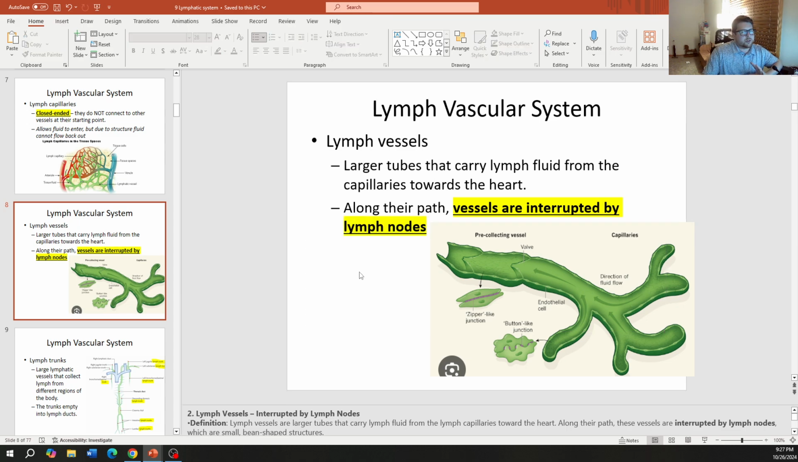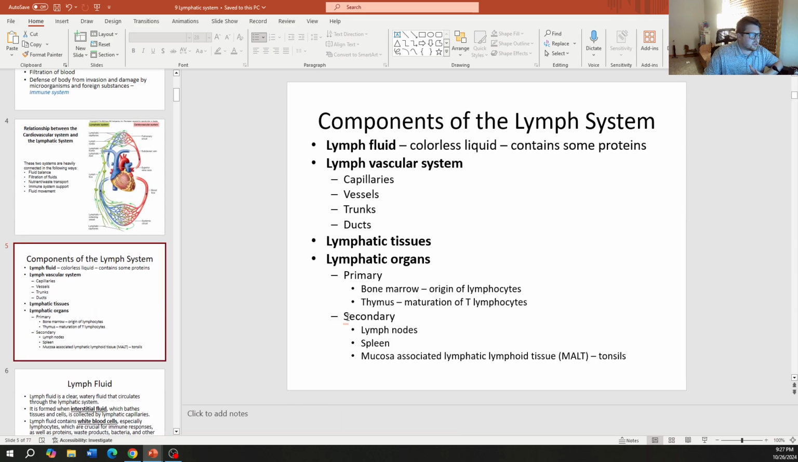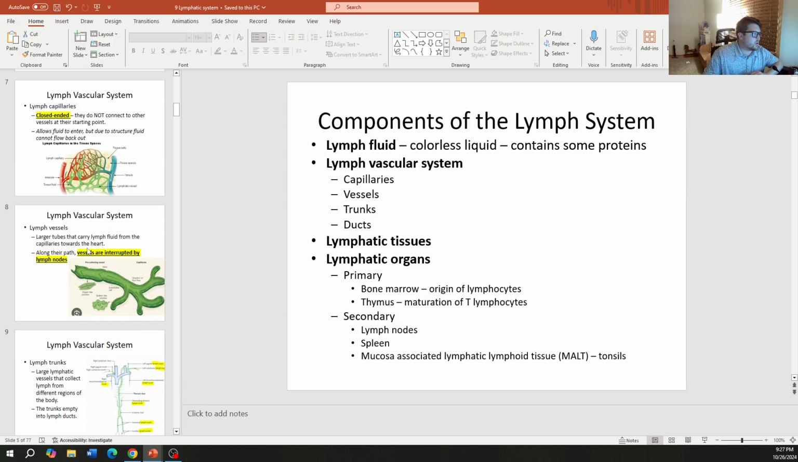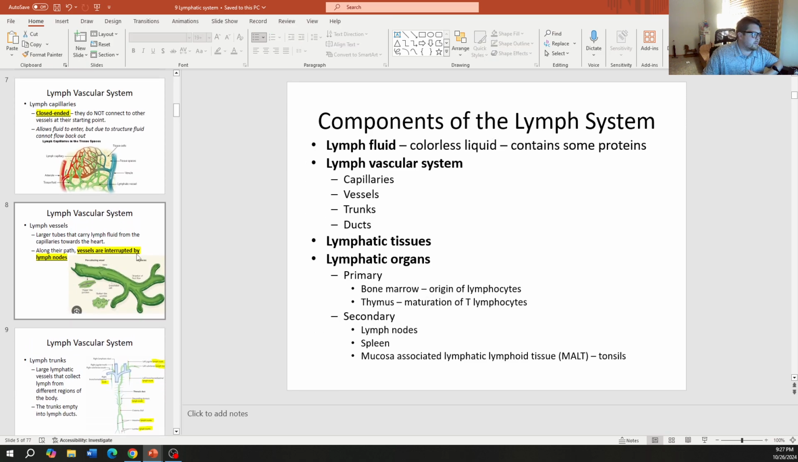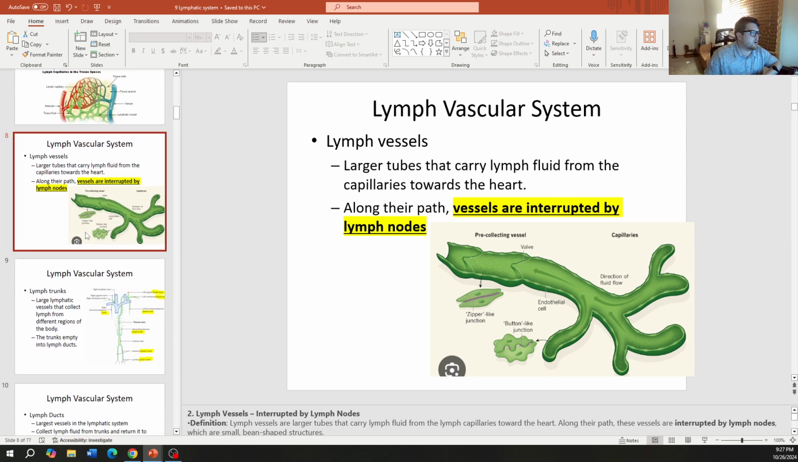We're going to have a whole chunk on lymph nodes. These are some of our secondary lymphatic organs. So we'll talk all about lymph nodes in a little bit, what they do, what their purpose is, all that kind of stuff.